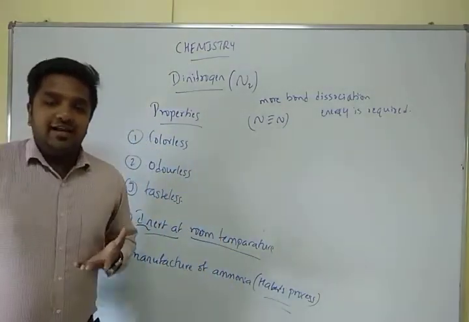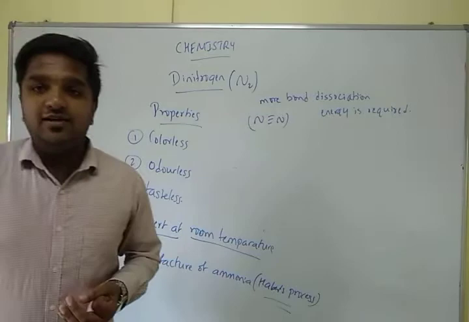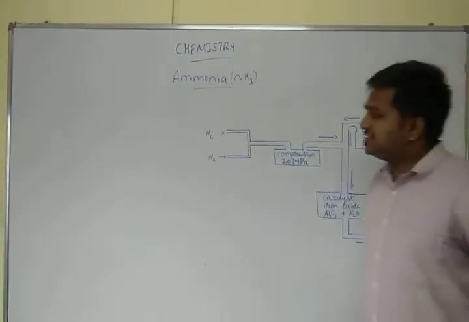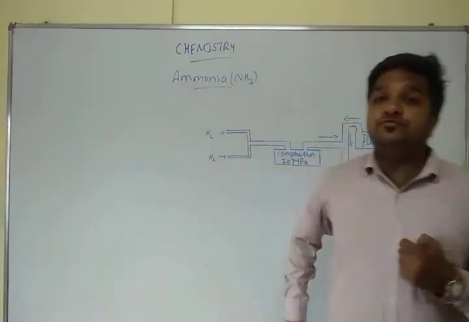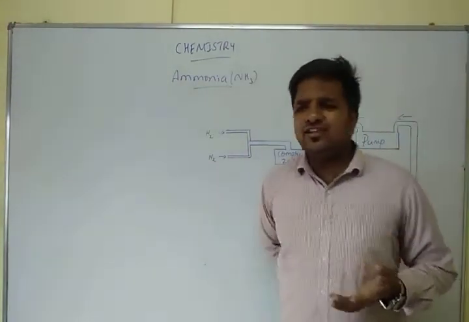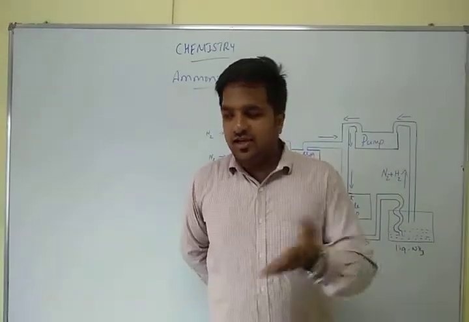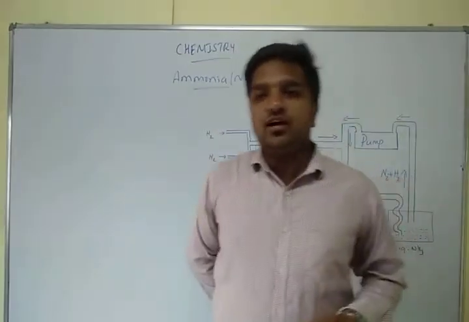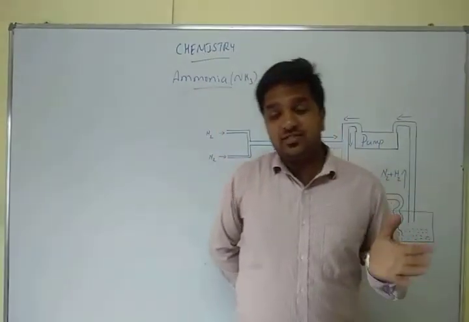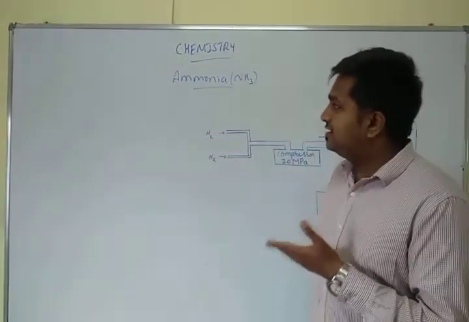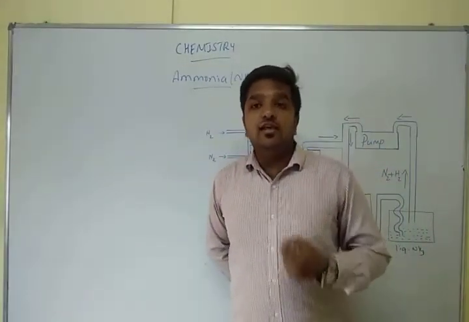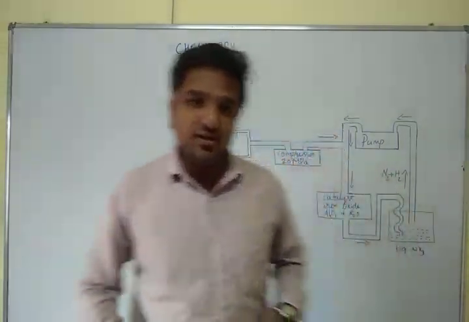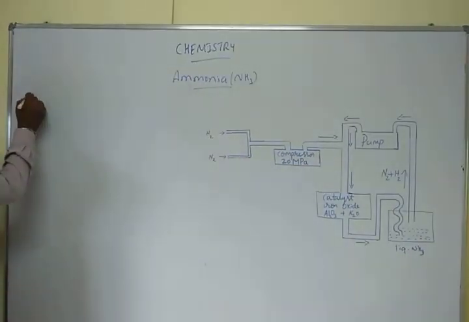Now let us look at the next important compound in the nitrogen family, that is ammonia. Ammonia is easily available in air and even in soil. You also get ammonia by the decay of urea, but we do not require all those things. Let us come to the point directly. According to your syllabus, let us focus on the preparation of ammonia by a very important process called Haber's process.